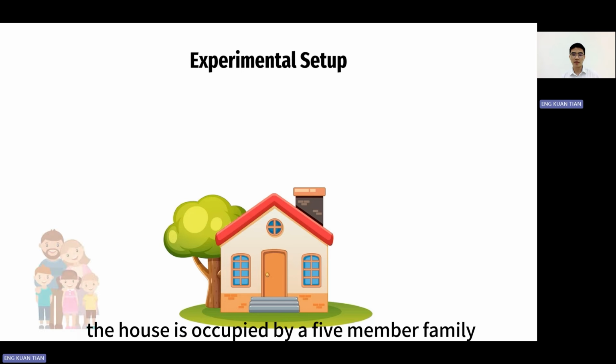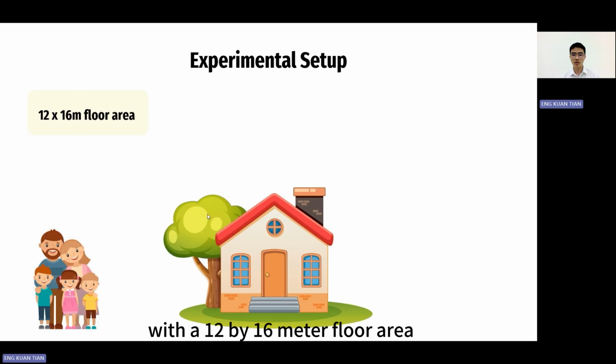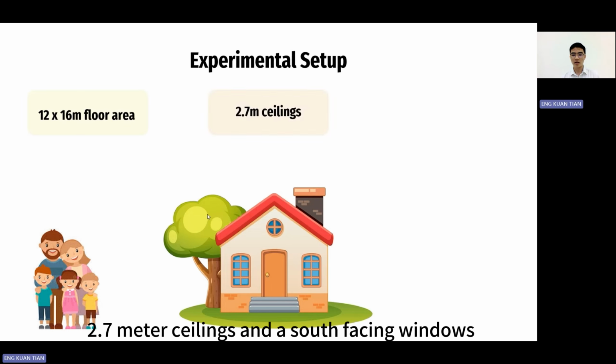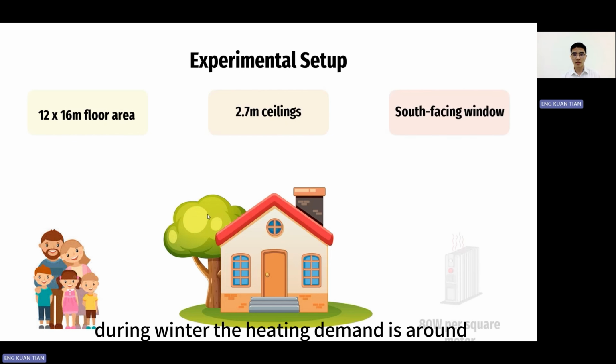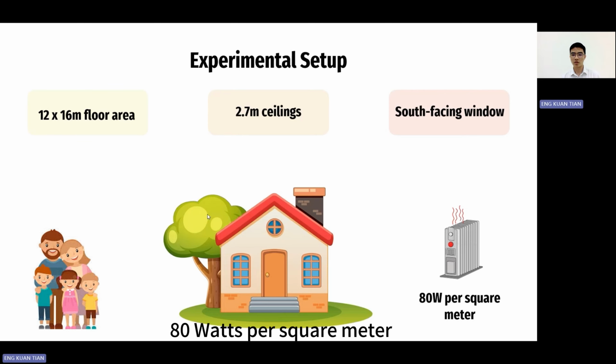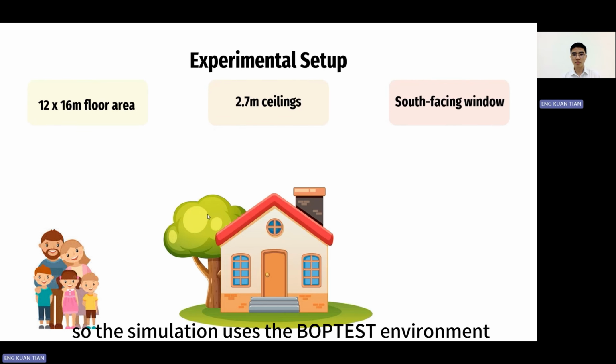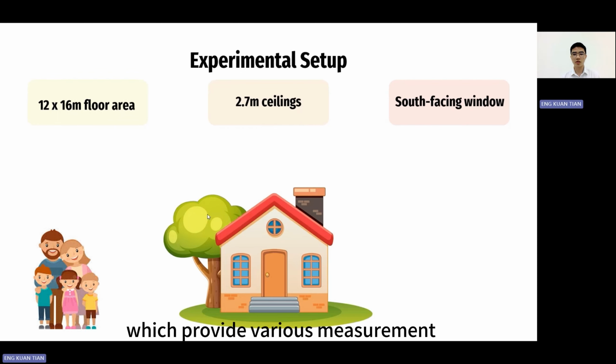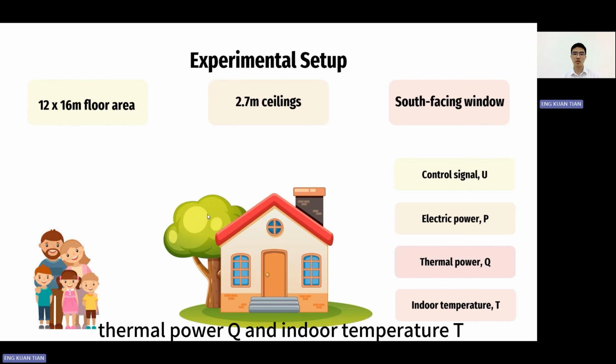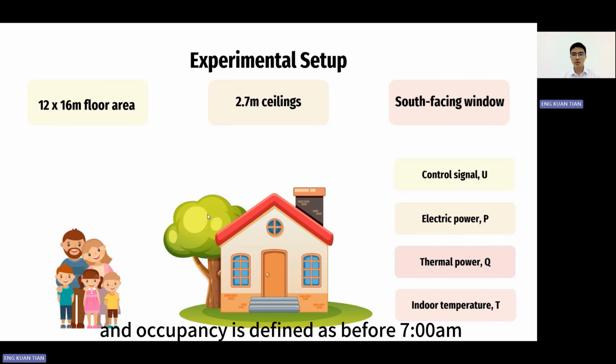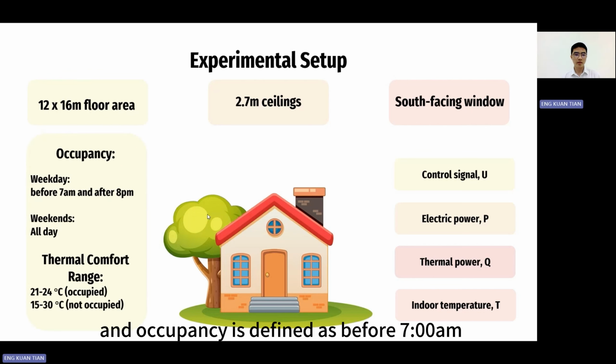The house is occupied by a 5-member family with a 12 by 16-meter floor area, 2.7-meter ceilings, and south-facing windows. During winter, the heating demand is around 80 watts per square meter. The simulation uses the BOPTEST environment, which provides various measurement and control variables such as control signal u, electric power P, thermal power Q, and indoor temperature T. Occupancy is defined as before 7 a.m. and after 8 p.m. for weekdays, while all day for weekends. The thermal comfort range is around 21 to 24 degrees Celsius when occupied and 15 to 30 degrees Celsius otherwise.